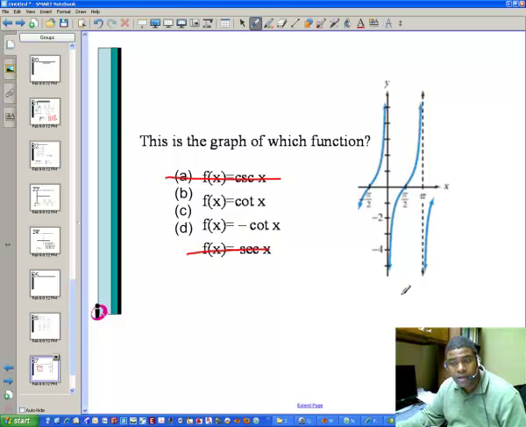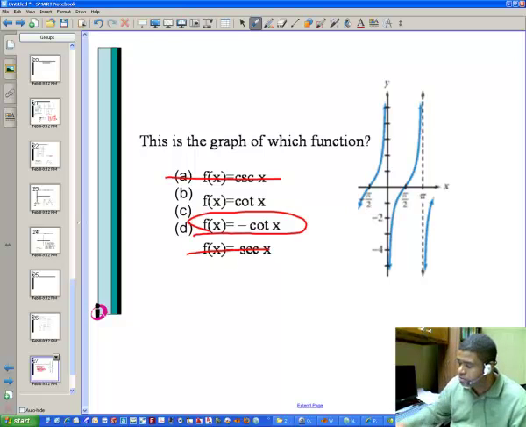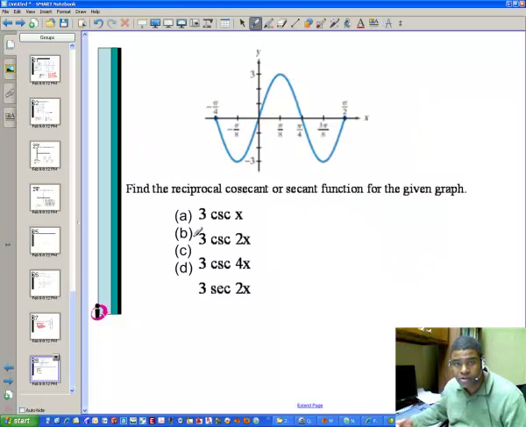Remember, cotangent actually goes from right to left. Negative cotangent goes in the direction of the tangent. So sometimes it's hard to distinguish the difference between the negative cotangent and the tangent. And so we have to maybe do some further calculations to provide that distinction.